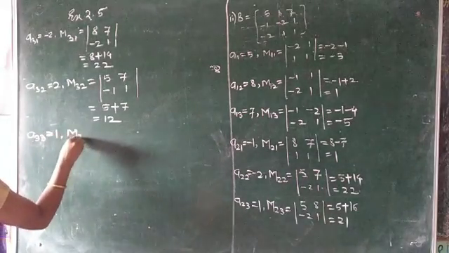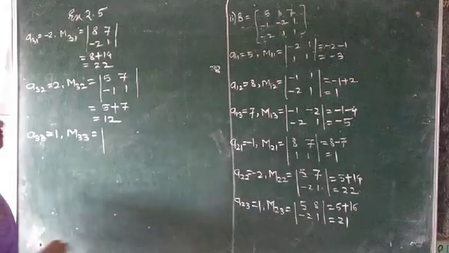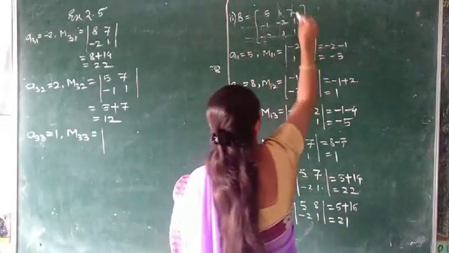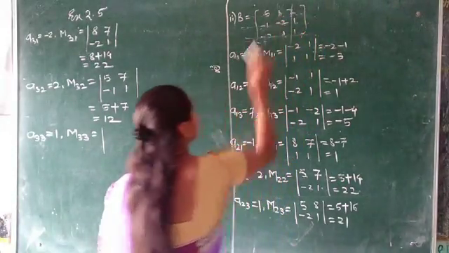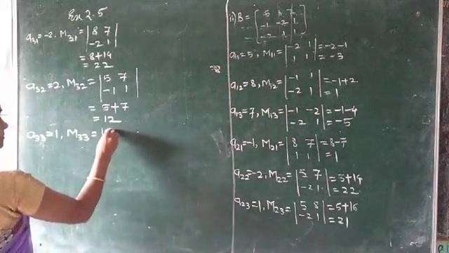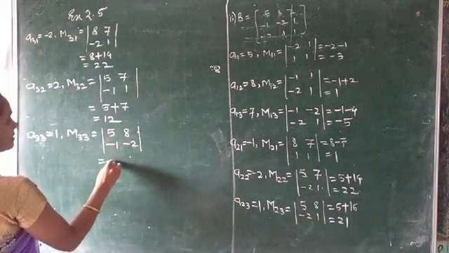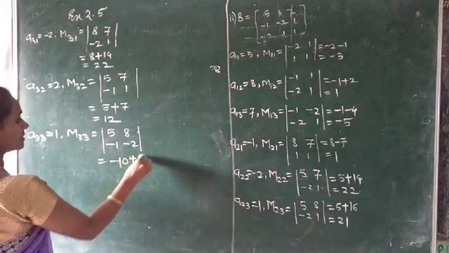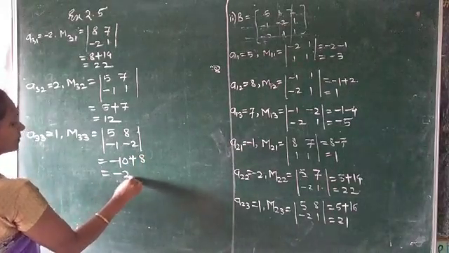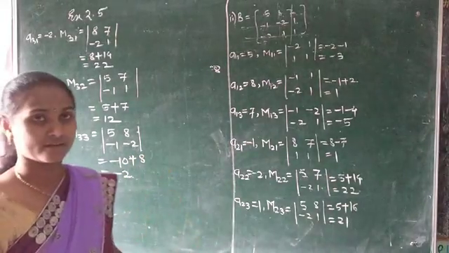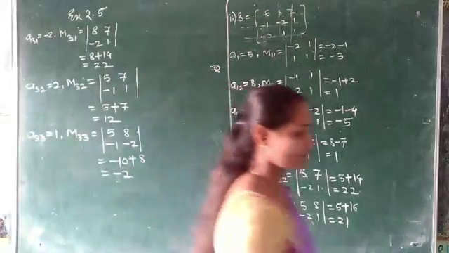Therefore M33. We delete third row, third column. Third row, third column. 5, 8, minus 1, minus 2. 5 twos are minus 10. Here minus minus plus 8 is equal to minus 2. This is the minor. Now we are going to find its cofactors.